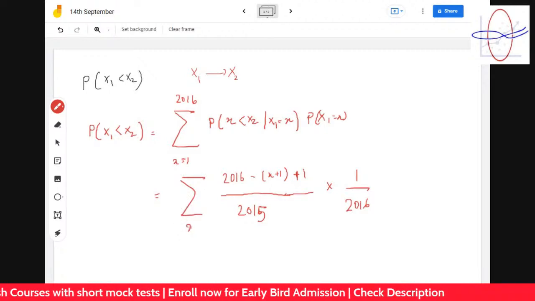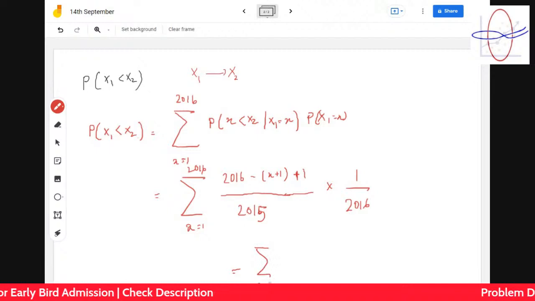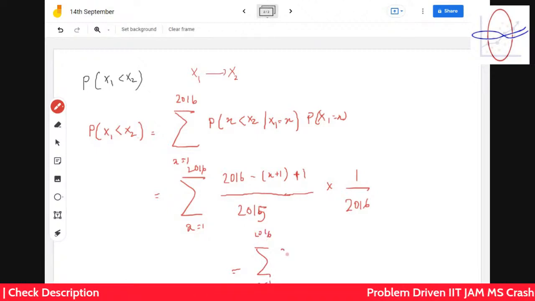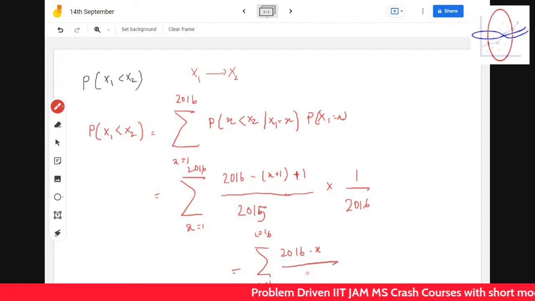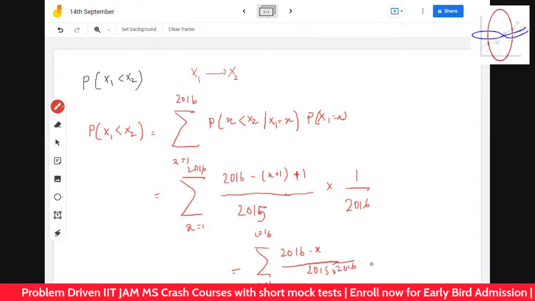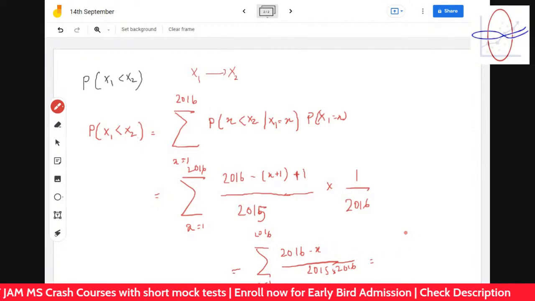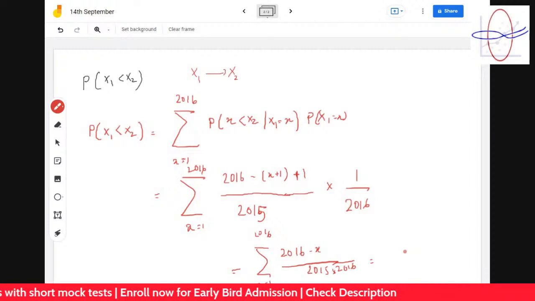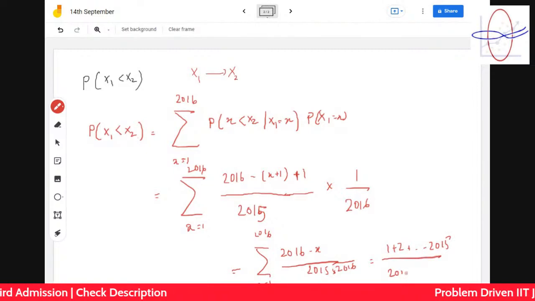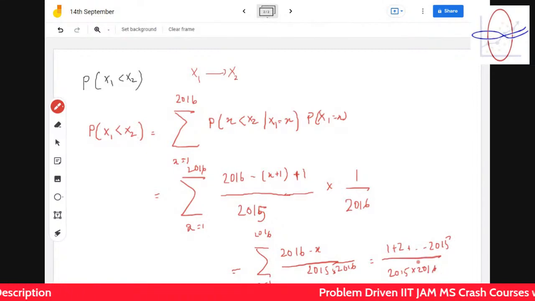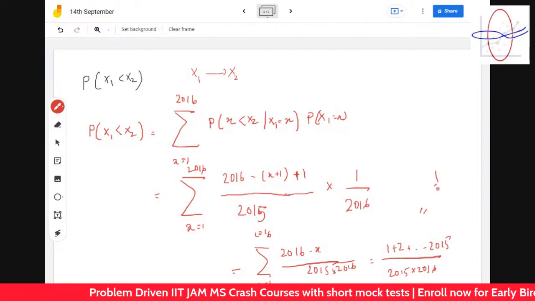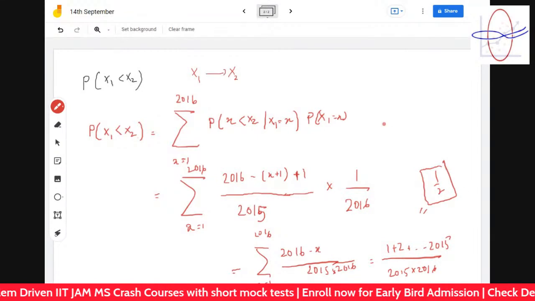And the summation of x from 1 to 2016 of (2016 minus x) divided by 2015 times 2016. The summation is 1 plus 2 plus up to 2015, divided by 2015 times 2016. Using n times n plus 1 by 2, it turns out to be half. So it's not greater than half, it's actually equal to half.